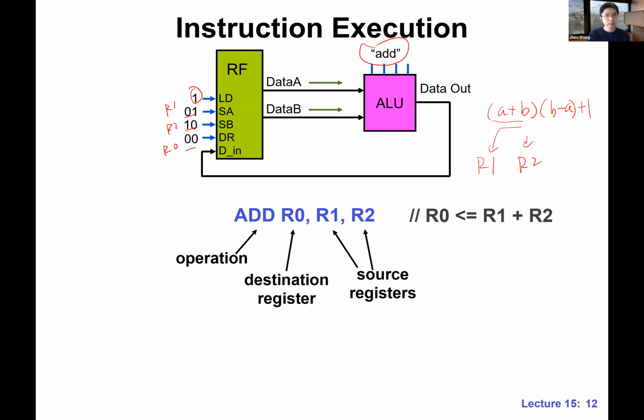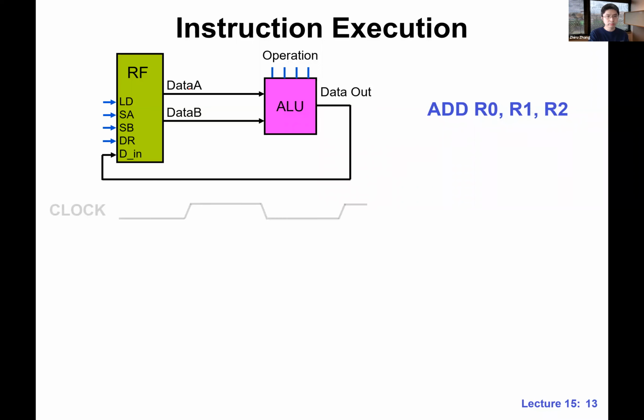Once we have this, we can get the data out from the RF, do the compute using the ALU, and then write it back to the RF. This is a basic processing cycle. Any questions over here? If not, let's look at the waveform.